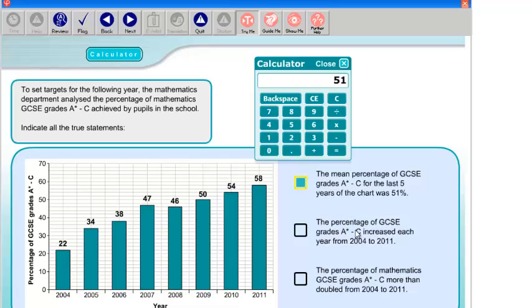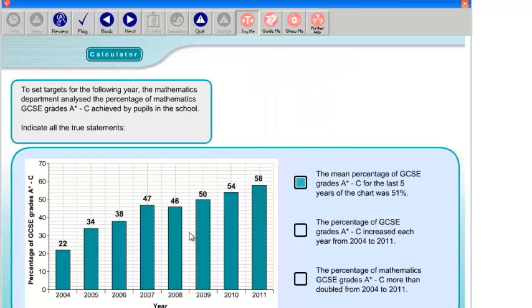So number 2, the percentage of GCSE grades A star to C increased each year from 2004 to 2011. So let's look at that. So from 2004, yes, it goes up, it increases again, it increases. Now it didn't increase from 2007 to 2008, so that's false. Finally, the percentage of mathematics GCSE grades A star to C more than doubled between 2004 and 2011. So okay, let's look at 2004, and the percentage was 22%. And so double that would be 44. So let's look at 2011, and that is way more than 44, so that is also a true statement.